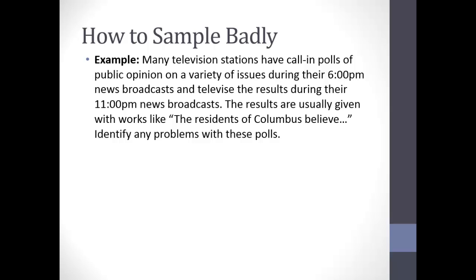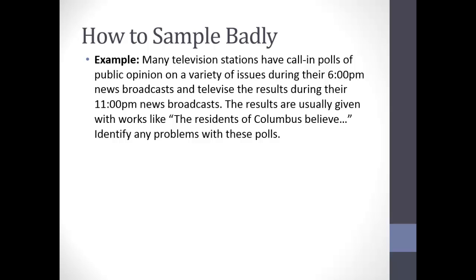So, again, best understood probably by way of an example. Thinking about a local news station, if a local TV station has a call-in poll of public opinion on issues during their 6 o'clock news and their 11 o'clock news, the results are usually given. So at 6 o'clock they say, please call in and tell us your opinion on whatever issue, and then they announce the results at 11 o'clock. They usually say something like, the residents of Columbus believe... and then give whatever results they got from the phone-in poll. So what's wrong with this sampling method here?